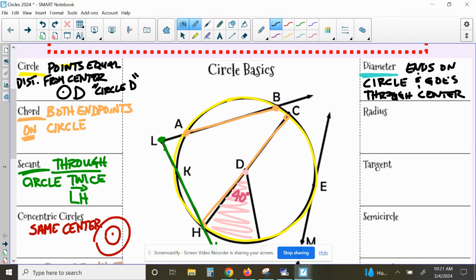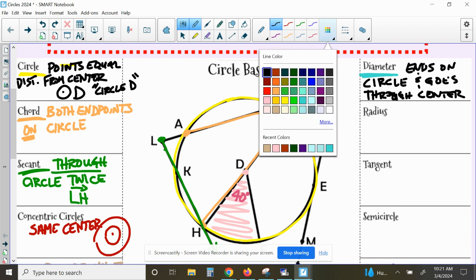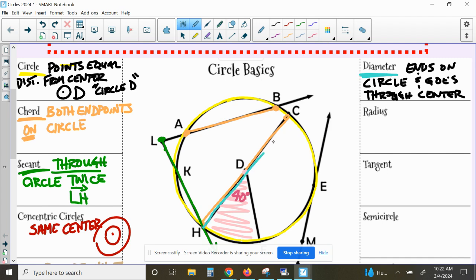So the chords did not have to go through the center. They could have, but a diameter has to go through. So it basically cuts the circle in half. In our picture, we only have one of them, right? It goes from H to C. So in our picture, we have segment HC. So diameters are also chords, just like a German Shepherd is also a dog.